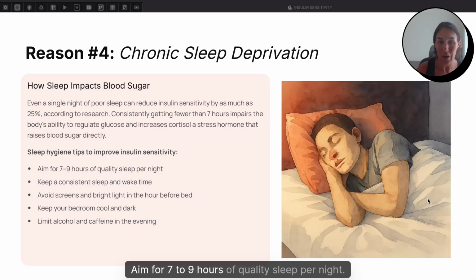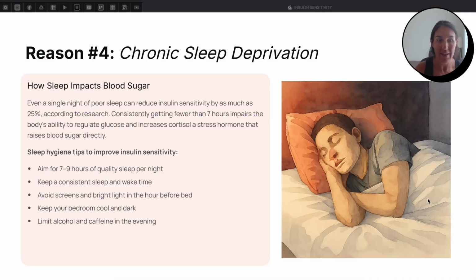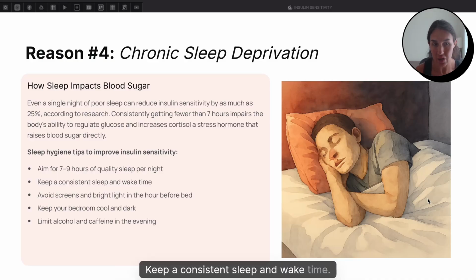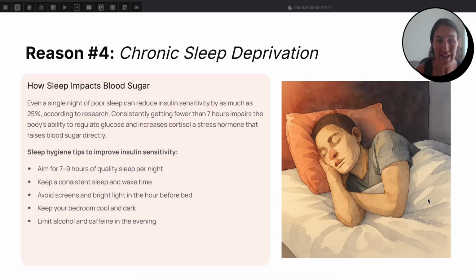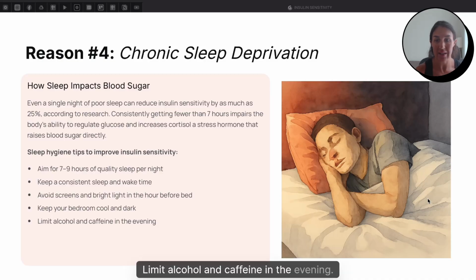Aim for 7 to 9 hours of quality sleep per night. Keep a consistent sleep and wake time. Avoid screens and bright lights the hour before bed. Keep your bedroom cool and dark. Limit alcohol and caffeine in the evening.